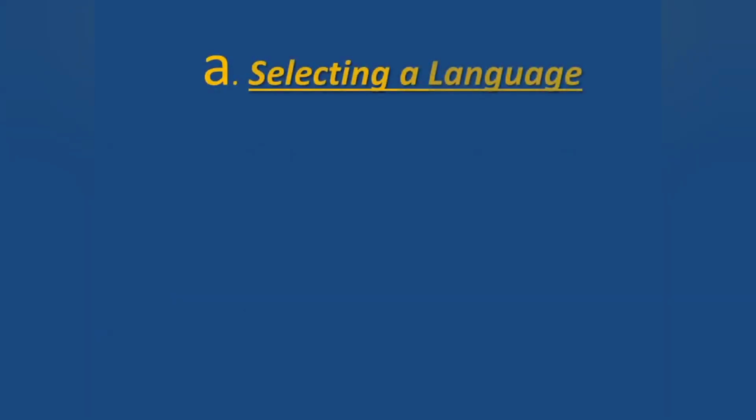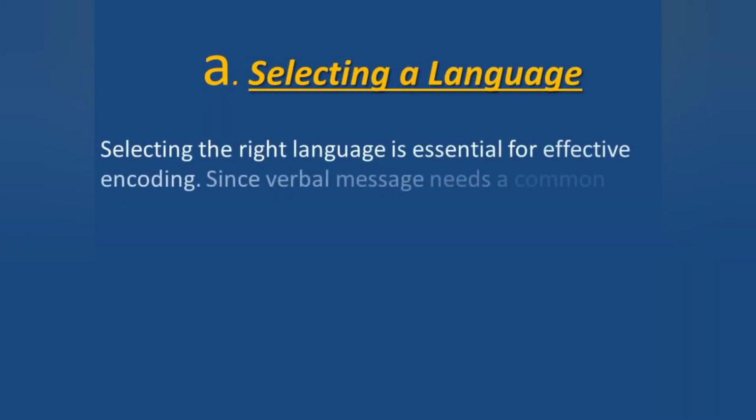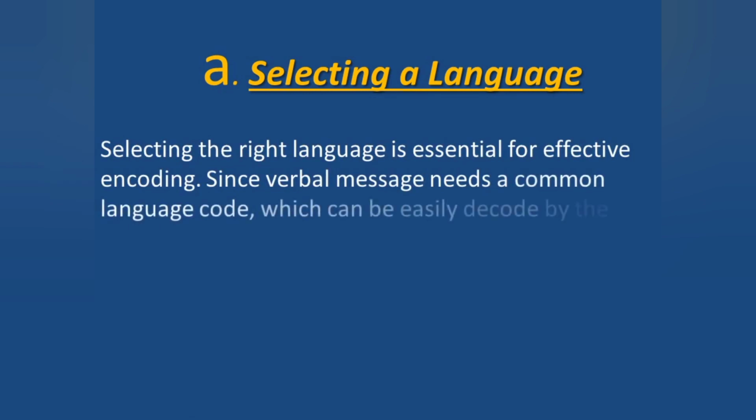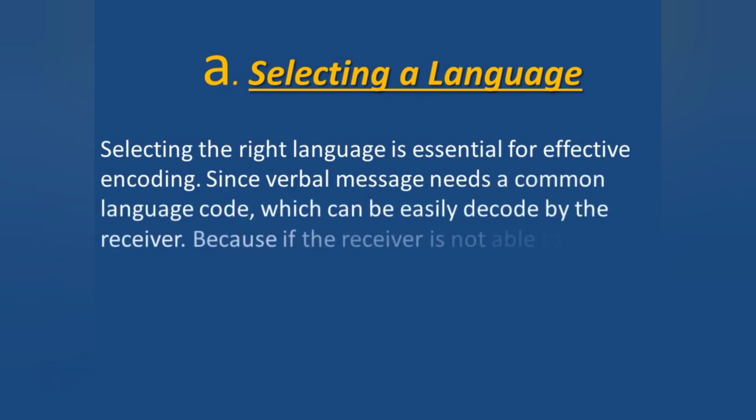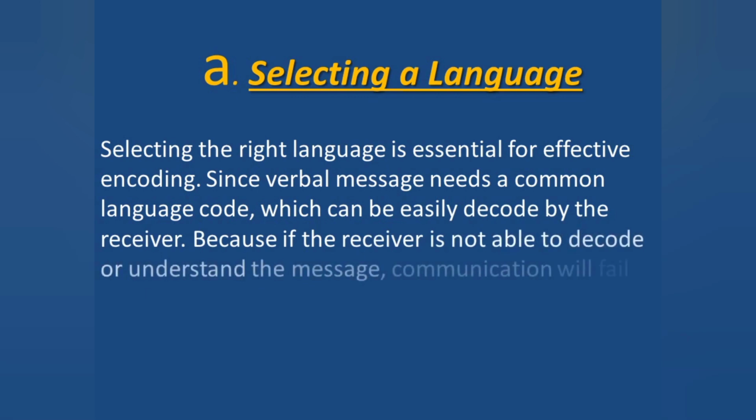Selecting a language. Selecting the right language is essential for effective encoding, since a verbal message needs a common language code, which can be easily decoded by the receiver. Because if the receiver is not able to decode or understand the message, communication will fail.